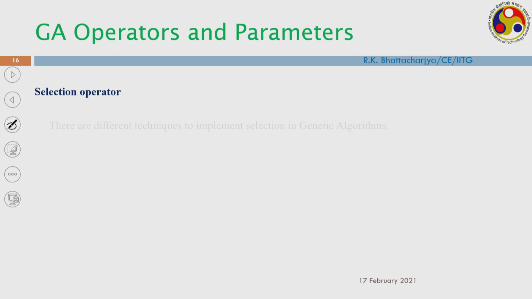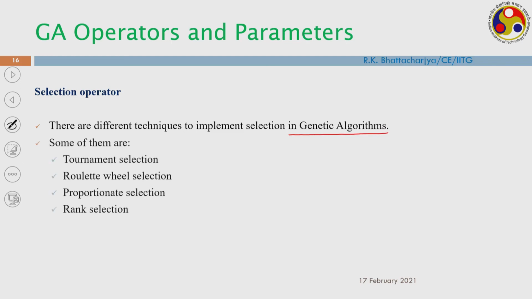So, what will the selection operator do? And how are we implementing this selection operator? Okay. There are different techniques to implement selection in genetic algorithm. Some of them are tournament selection, roulette wheel selection, then proportionate selection and rank selection. Okay. So, we will discuss one by one.